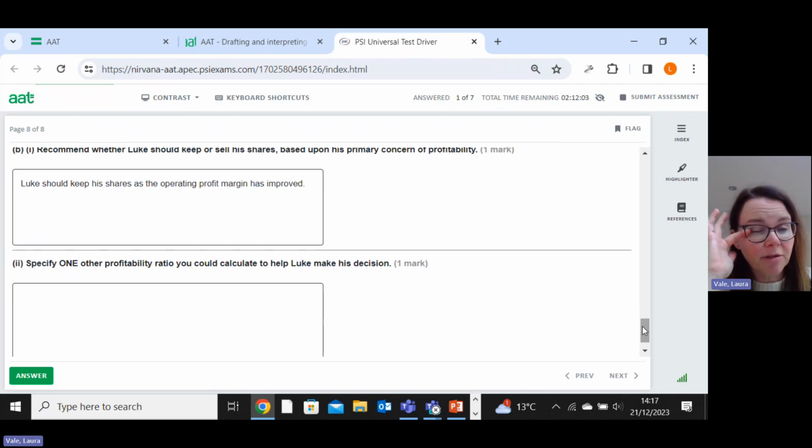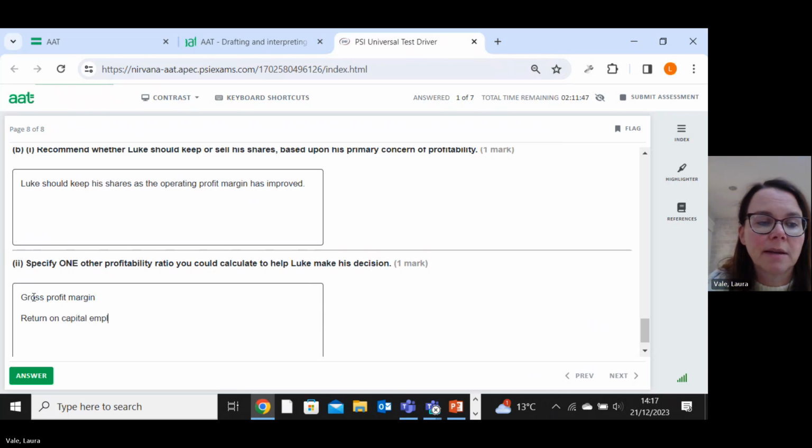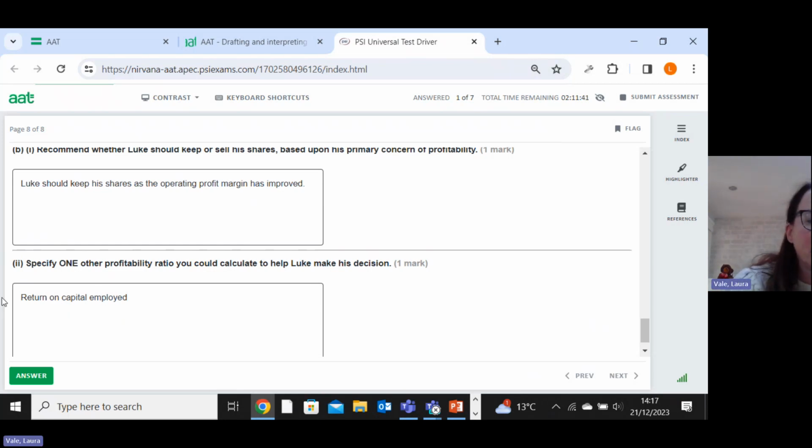Specify one other profitability ratio you could calculate to help Luke make his decision. Well, you could say the gross profit margin. You could say return on capital employed. Probably go for return on capital employed personally, just because it's a bit different. But that's all you've got to do. It just says specify. Let me check the mark scheme. So Luke should keep his shares, and then 1 mark to say return on capital employed, return on shareholders funds, gross profit margin, a specified expense to revenue. So any of the other profitability ratios could be stated there for the mark.